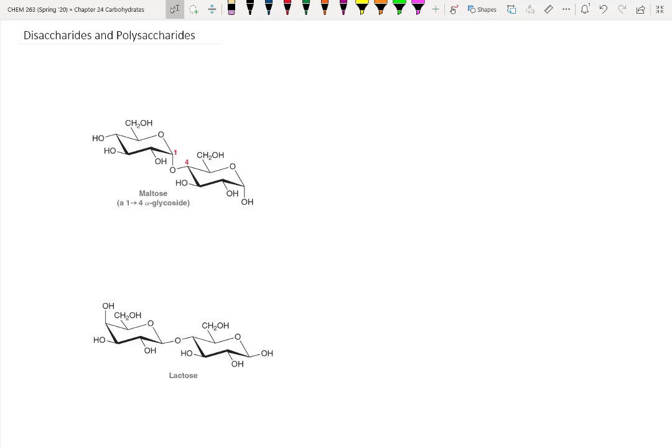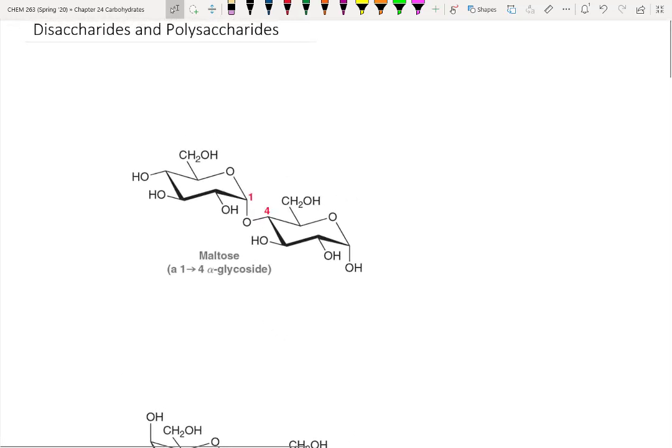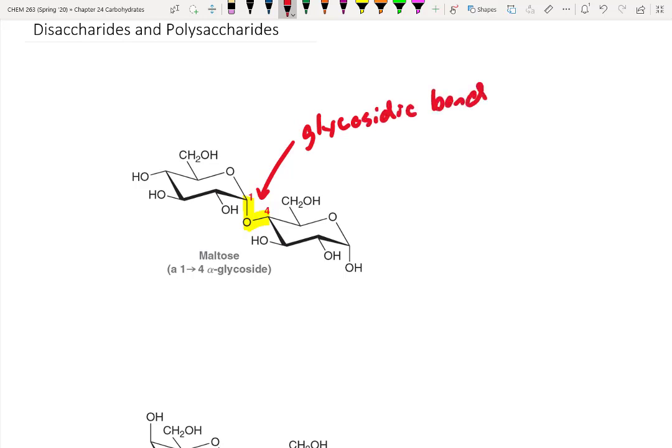So let's take a look at this first disaccharide. This is maltose. It's a disaccharide because it's composed of two different sugars. And if we look at it, you can see that right here in between, we've linked them in a 1,4 manner, meaning the anomeric carbon in this first carbohydrate, carbon 1, is reacting with carbon 4 on the second carbohydrate. And this bond right here is called a glycosidic linkage. So this is called a glycosidic bond. And that's the attachment point between these two carbohydrates.